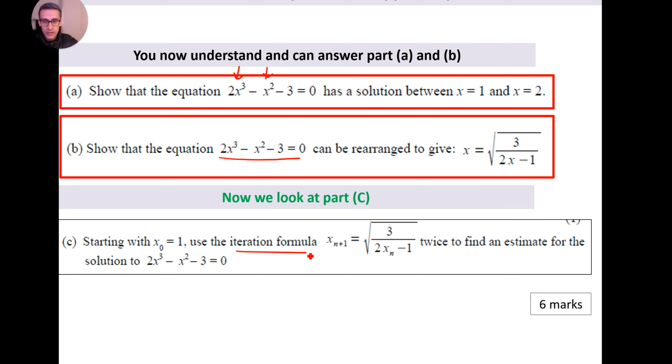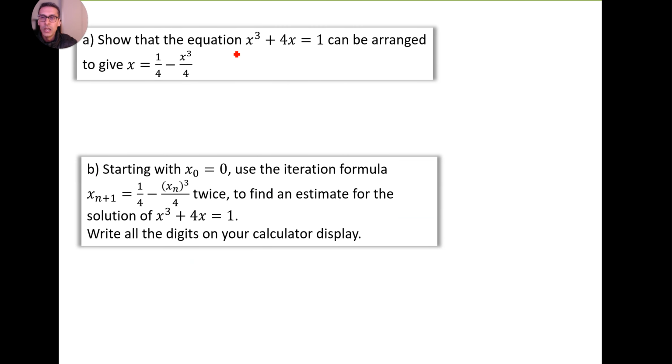Now it's asking you to use this iteration formula twice to find the estimate for the solution to the original equation. So let's do a practical example here. Show that this equation can be rearranged to give that. You can see we've divided by 4 and we've got minus x cubed as well. So I think we're going to take away x cubed first from both sides. So that's going to give us 4x equals 1 minus x cubed, and then we're going to divide both sides by 4. So that's going to give us x equals 1 over 4, take away x cubed over 4.